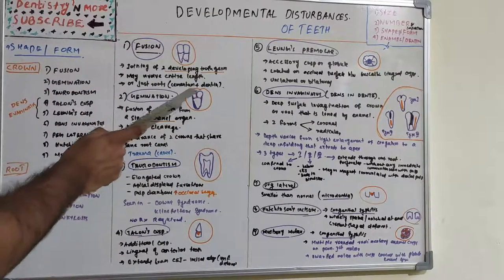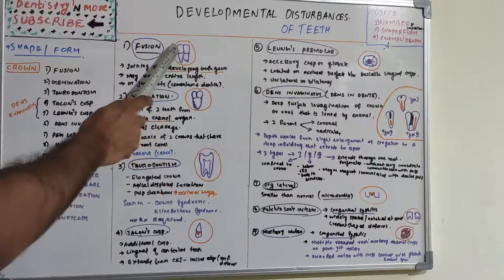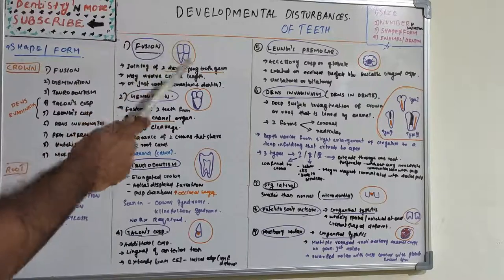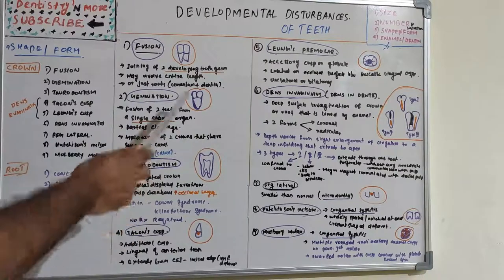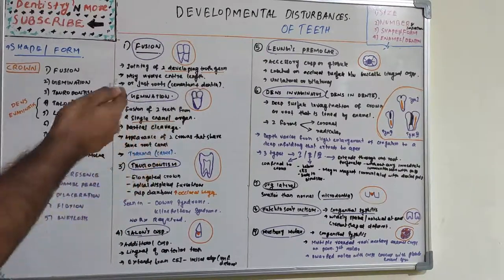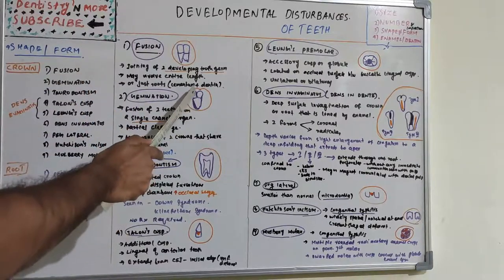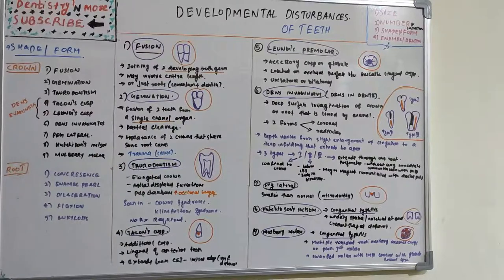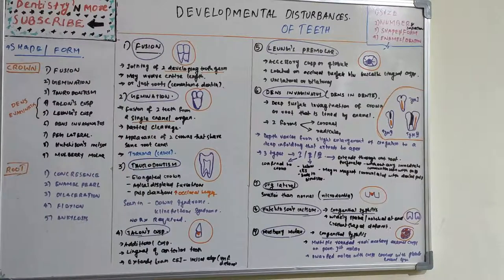Gemination is nothing but fusion of two teeth from a single enamel organ. So this is two tooth germ. This is a single enamel organ, but it looks like two teeth because there will be a partial cleavage. So it appears as two crowns, but with the same root canal. From the clinical point of view, it appears as two crowns, but it has only one root and one root canal. So this is gemination, fusion of two teeth from a single enamel organ.